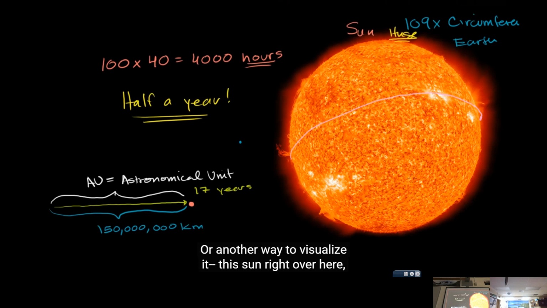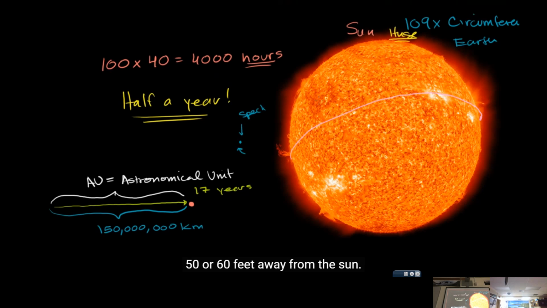Or another way to visualize it. This sun right over here, on my screen, has about a 5 or 6 inch diameter. If I were to actually do it to scale, this little dot right here, which is the Earth, this speck, I would have to put it about 50 or 60 feet away from the sun. If you were to look at the solar system, and obviously there are other things in it, we'll talk more about them in the next video, you wouldn't even notice this speck. It's a little dust thing flying around this sun.